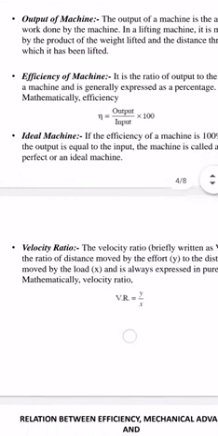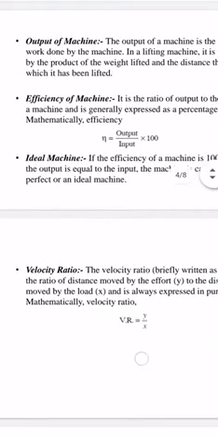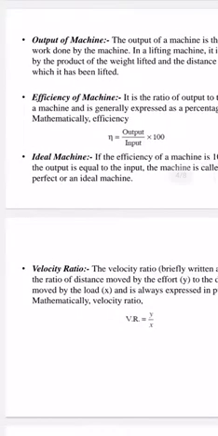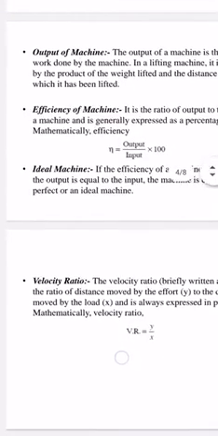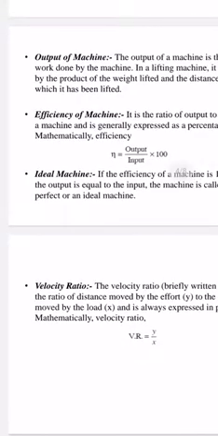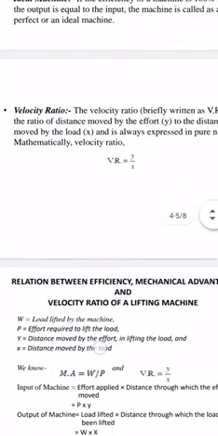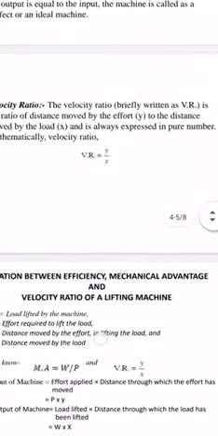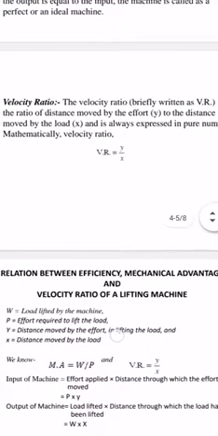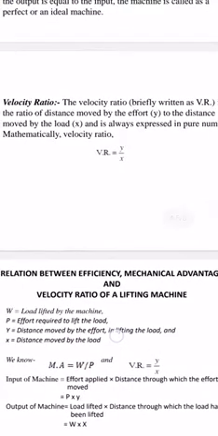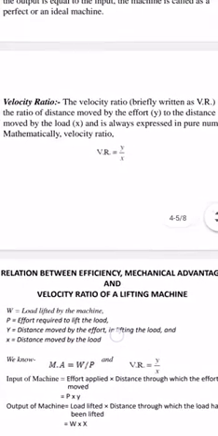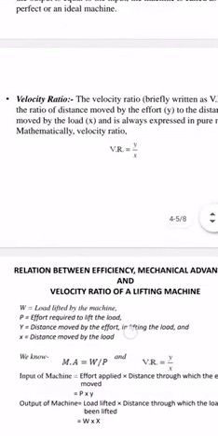So now what we will do is, what is the relationship between them? What is the relationship between VR and MA? VR is velocity ratio, MA is mechanical advantage, and then efficiency. What is the relationship between them? So we start with the relationship between efficiency, mechanical advantage, and velocity ratio of a lifting machine. So we are deriving the equation for their relation.